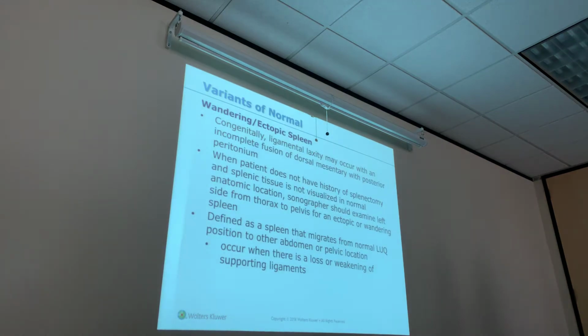Okay. So now we have wandering ectopic spleen. Wandering meaning it's somewhere else. It's not where it's supposed to be. So this usually happens when there's incomplete fusion of the dorsal mesentery with the posterior peritoneum.